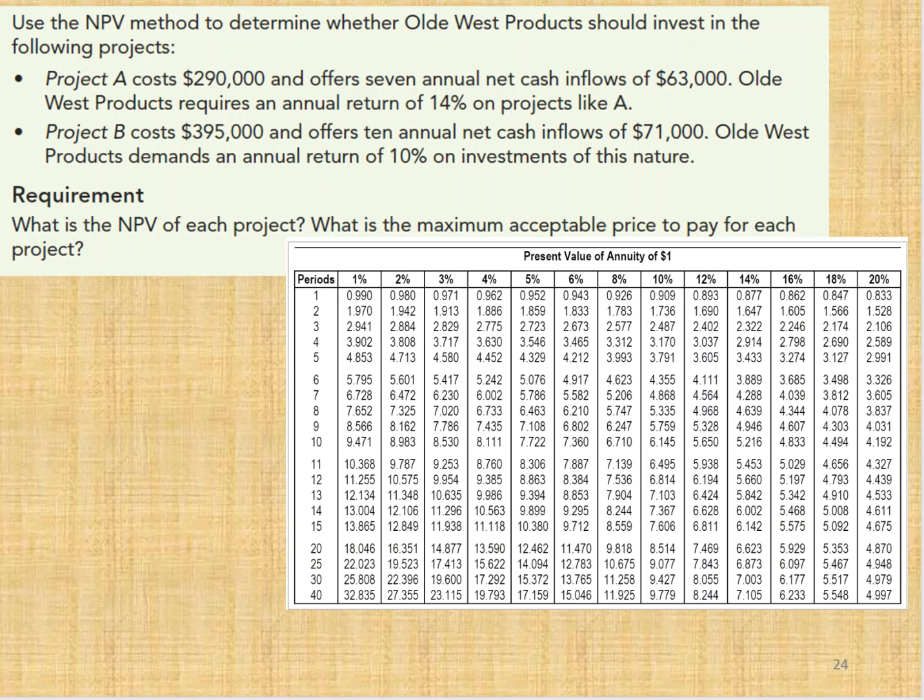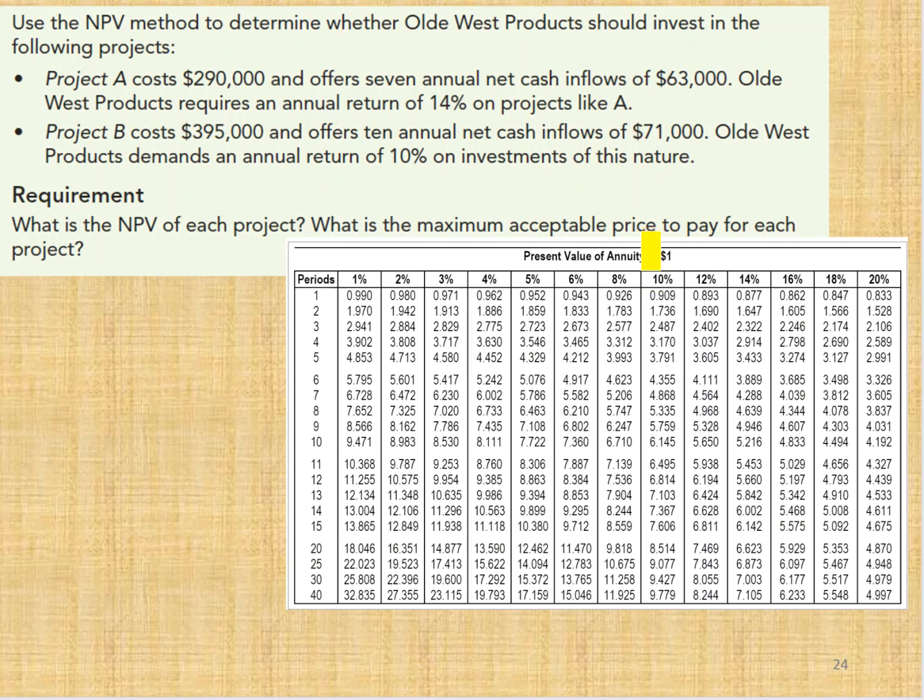Here's a question that's asking us to determine the NPV of each project. We've got 2 projects. So project A costs $290,000 and offers 7 annual net cash inflows of $63,000. Old West Products requires an annual return of 14% on projects like A. Okay, so let's focus on A first.